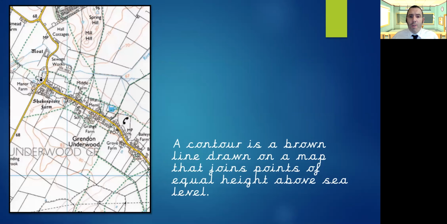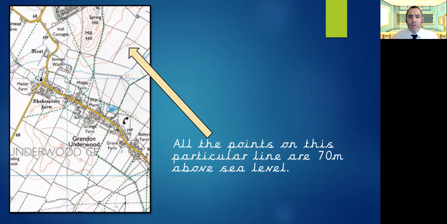A contour is a brown line drawn on a map that joins points of equal height above sea level. So that's these brown lines here where the arrow is pointing. Now there's also some extra information contained with it. All the points along that line are 70 meters above sea level.